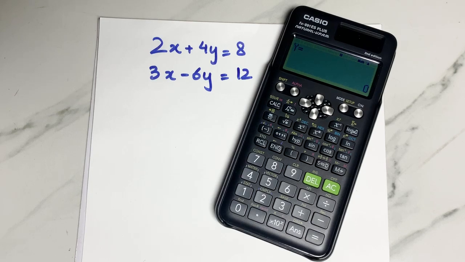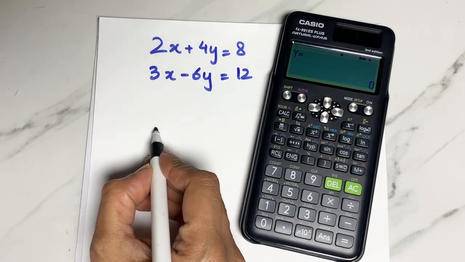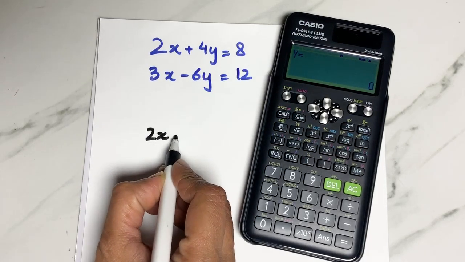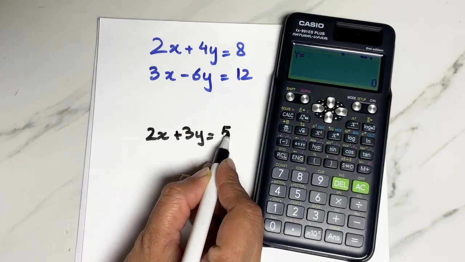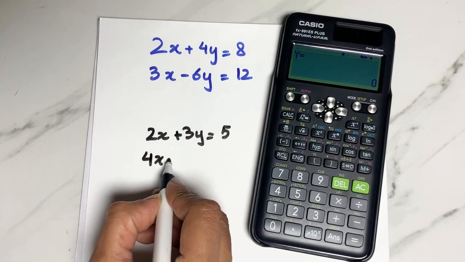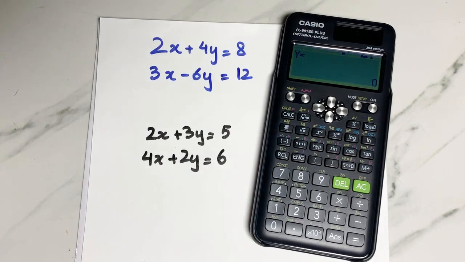Now let's take another example. Let's suppose we have the equations 2x plus 3y is equal to 5, and then 4x plus 2y is equal to 6. Now let's start.